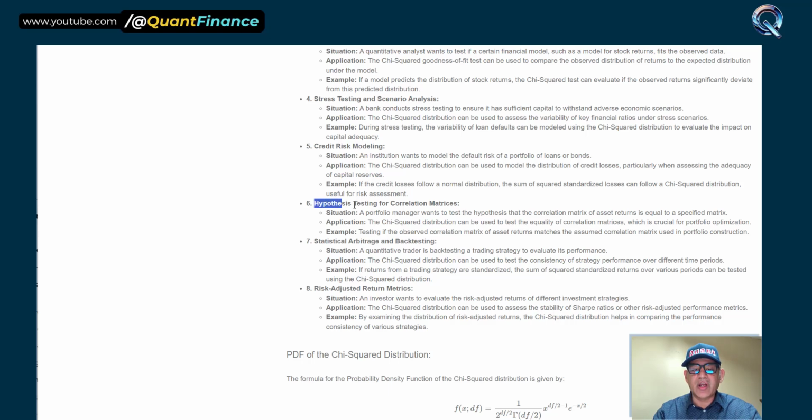Similarly, it can be used for hypothesis testing for correlation matrices. A portfolio manager wants to, for example, test a hypothesis that the correlation matrix of asset returns is equal to a specified matrix. Specified just means that there is a standard or a benchmark and we want to measure our actual observed value against the benchmark and see where we stand. You have the observed value, you have the benchmark, and then you can use the chi-square test in that situation.